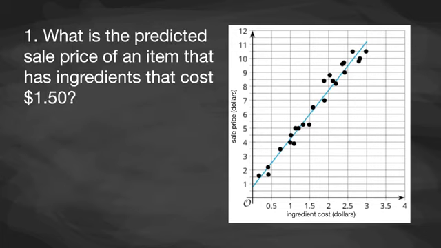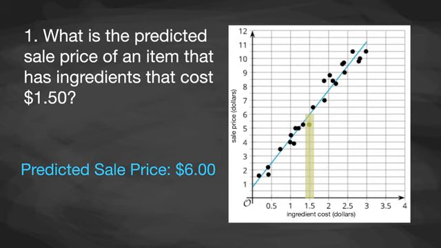What is the predicted sale price of an item that has ingredients that cost $1.50? Look at the line modeling the data through the scatter plot. If you draw a line up from the x-axis at 1.5 to the model line, the y-coordinate is about 6. This means the predicted sale price is $6.